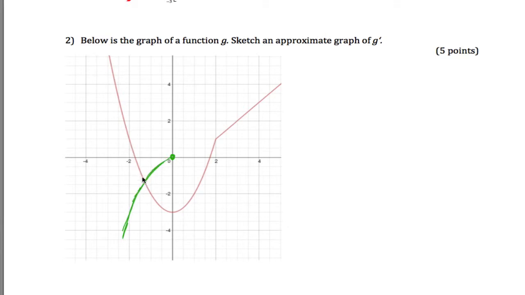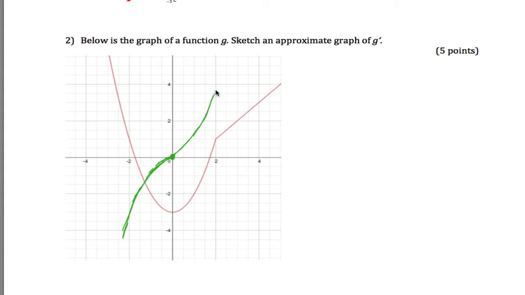It gets less and less steep as we get to this point, so the height of this gets closer and closer to 0. And then we hit this point, and it turns around and starts going up. So if it starts going up, that means the height of this thing better be a positive number. And it starts going up faster and faster and faster until we get to this point. So until we get to 2 here, it's going faster and faster and faster. So what that means is this height is getting bigger and bigger and bigger.